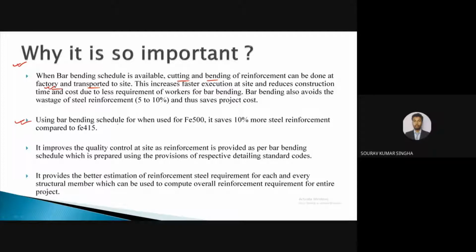Also, when using a bar bending schedule with FE 500 in place of FE 415, that means the grade of the steel is increased, we can reduce the total number of bars. It approximately saves around 10% more steel reinforcement compared to FE 415. It also improves the quality control at site, as reinforcement is provided as per the bar bending schedule. We are not giving any extra reinforcing bars, so definitely the overall structure becomes very economical.